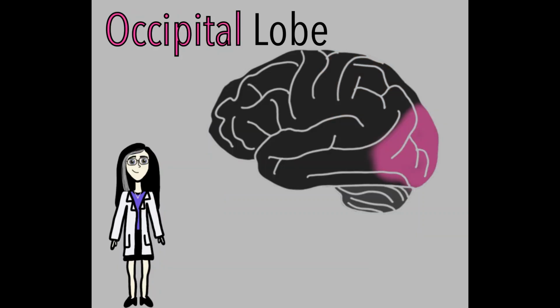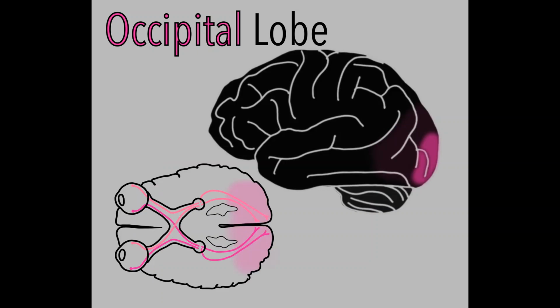Now let's talk about my favorite lobe, the occipital lobe. This area functions as how we perceive the color and shape of our world. This very small area is where it all begins. The eyes wire to the optic tectum, then back to visual cortex.